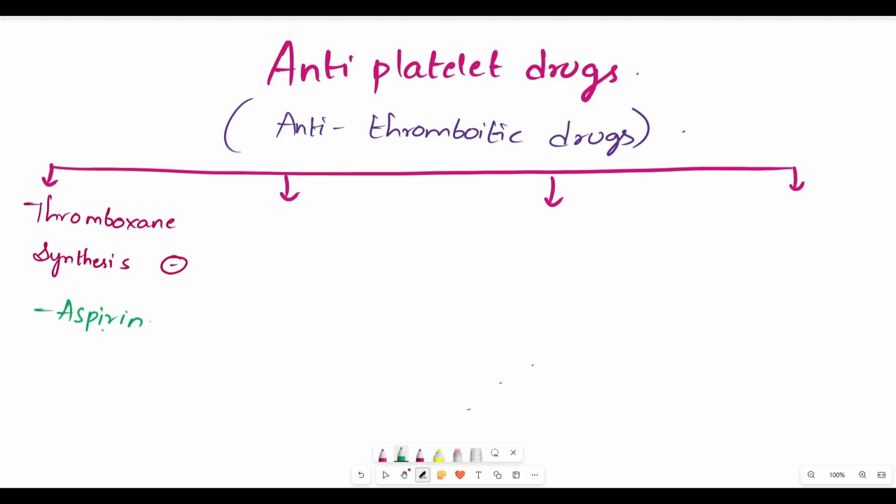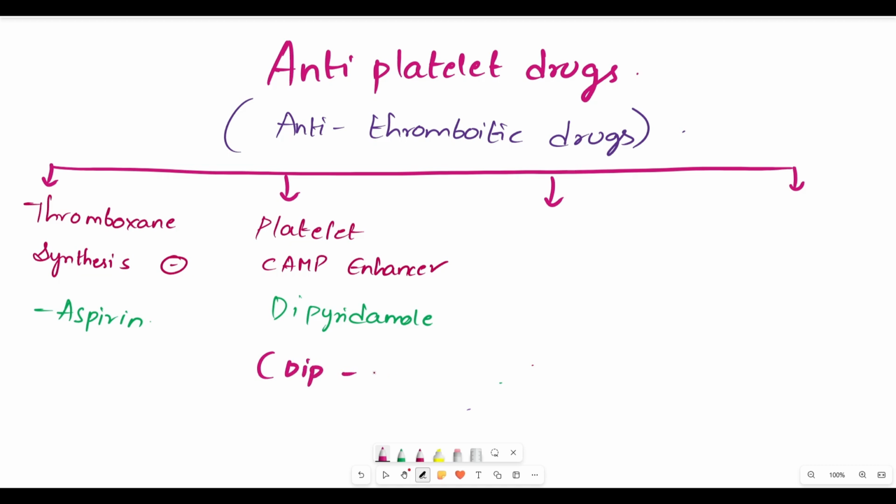So aspirin is the first one to stop the platelet. Now coming to the second class, that is platelet cAMP enhancer. Here you will be having only one drug, that is called dipyridamole. To remember this, you can just remember it as DIP-CAMP. DIP means dipyridamole, CAMP means platelet cAMP enhancer.